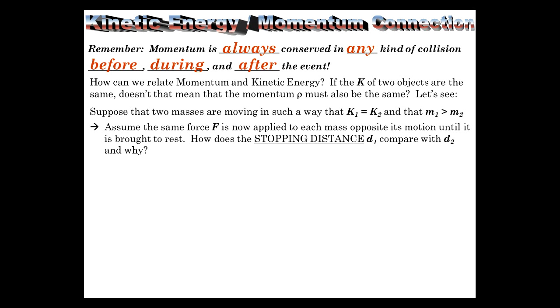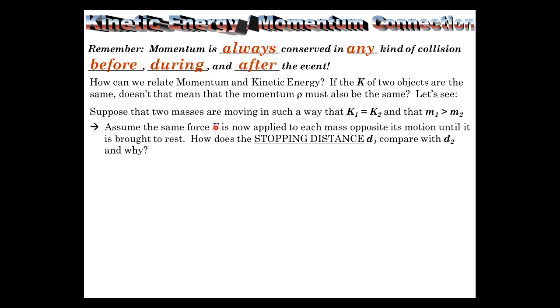And what we're going to do is, while they're in motion, we're going to stop them. So F is the stopping force applied in the opposite direction of the motion. And so the same force is applied to each mass opposite its direction until it's brought to rest. All right, so since the kinetic energies are the same and the masses are different, the speeds are different as well, aren't they? But nevertheless, since the kinetic energy has to be reduced to zero, it requires work, because work is delta K. So the work is the same for both.